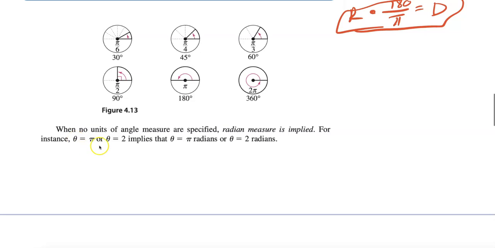In general, also keep in mind if they don't put a degree sign, the implication is it's radians. So if you just see like 2, that means 2 radians, or you just see pi, that means pi radians.